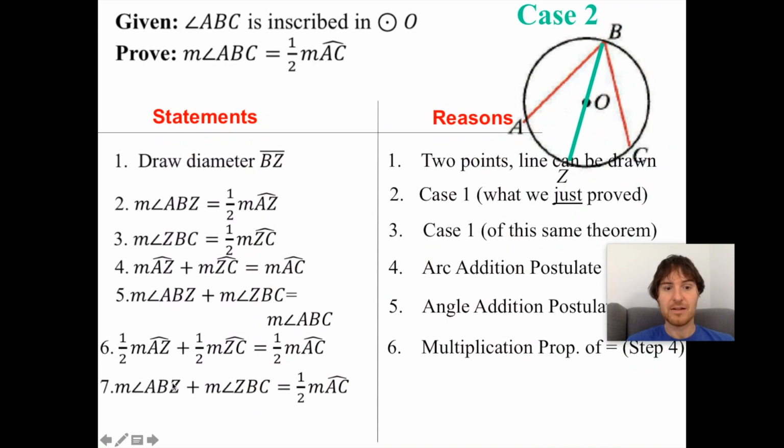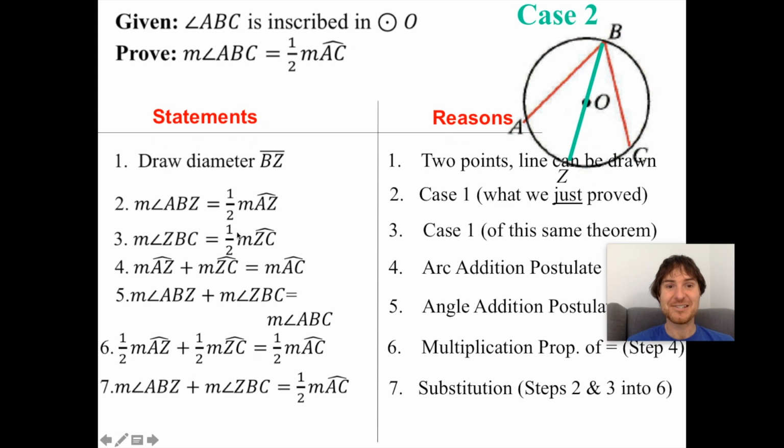So I've got measure of angle ABC plus measure of angle ZBC equals 1/2 measure of arc AC. Finally, what do we know about measure of angle ABC plus measure of angle ZBC? What is it equal to? Look back in the proof. Step 5, if you're keeping score at home, is what you're going to do next. Well, we did substitution earlier, using steps 2 and 3.